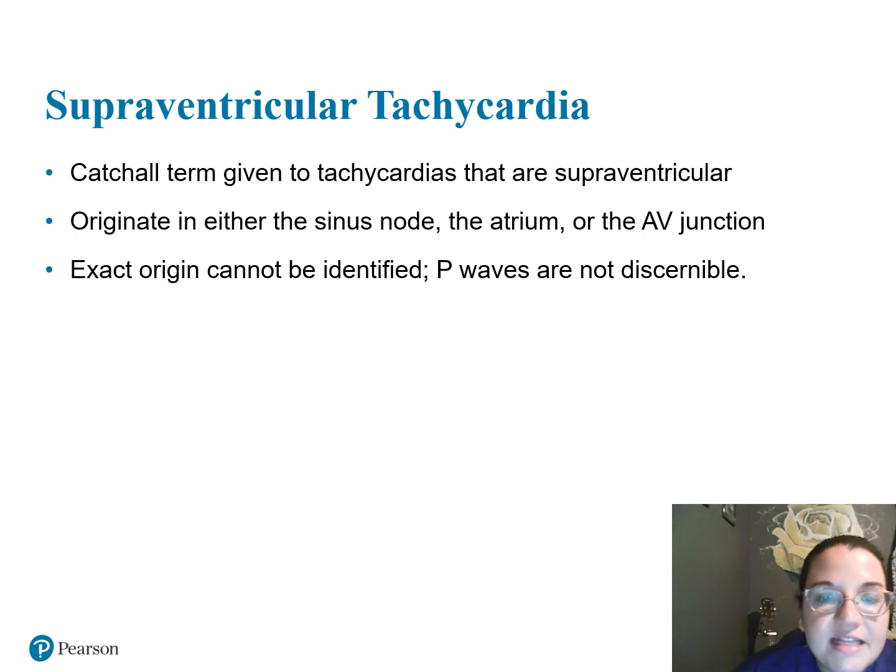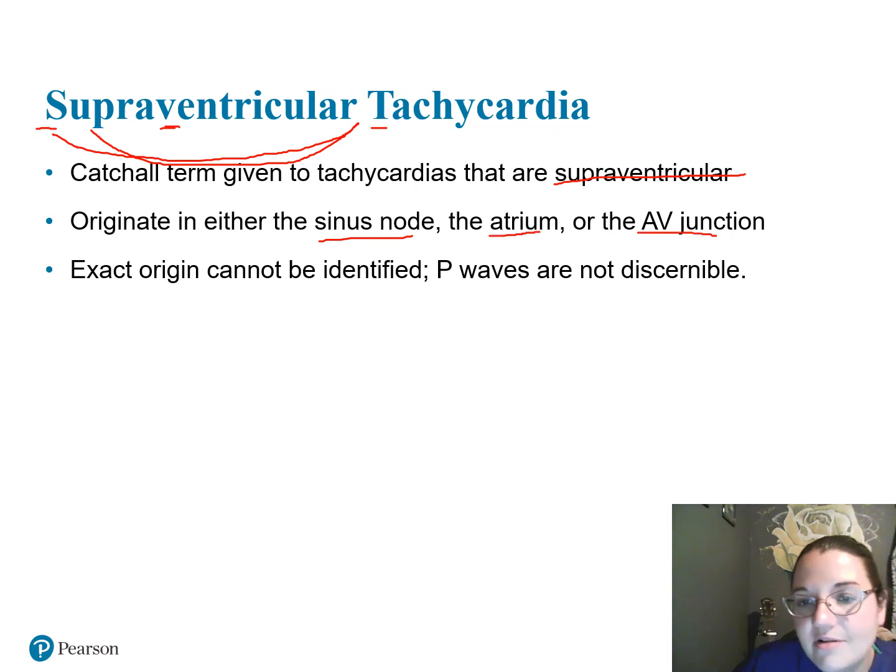So your supraventricular tachycardia is known as your SVT. Again, that T is going to stand for tachycardia. But the trick with this one is we don't really know if it's coming from my ventricles or my atrium. So the catch-all term is given to the tachycardias that are supraventricular. They originate in either the sinus node, the atrium, or your AV junction. So you can't really go by that V, ventricular, and assume it's coming from the ventricles. And even though this is in the chapter of your atrium, you cannot assume that an SVT is coming from your atrium, because your SVT is going to come from either a sinus, an atrium, or an AV junction.